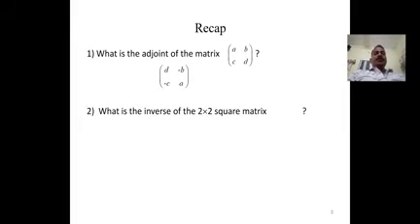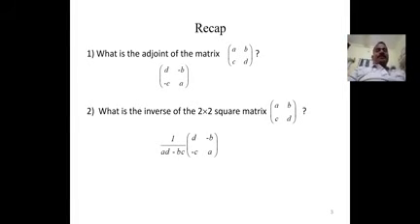That is the adjoint of this 2 by 2 matrix. Now, what is the inverse of this 2 by 2 matrix A, B, C, D? The inverse is 1 by the determinant, AD minus BC, times the adjoint, D, minus B, minus C, A. So that is 1 by AD minus BC, times D, minus B, minus C, A.